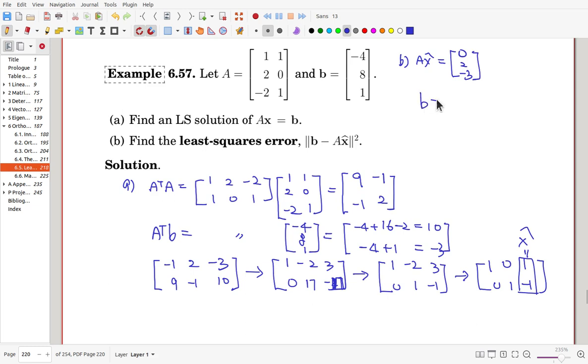So b minus A x hat is now minus 4 and that is subtracted, so we have a 6, and subtraction will make a 4. So the norm squared of b minus A x hat is the summation of the squares of these entries: 16 plus 36 plus again 16. So that is 68.